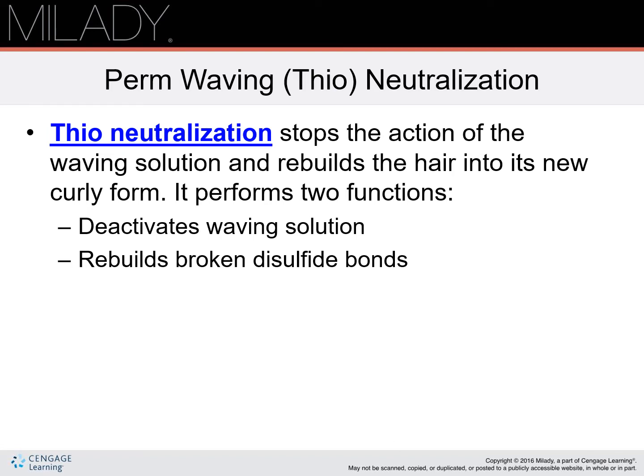Your neutralizer is going to deactivate the waving solution if there's any left in the hair. You'll see in the procedure that you're going to rinse before you neutralize. You're going to rebuild the disulfide bond into a new shape, and that's what it does. Neutralizers are oxidizers. The most common neutralizer is hydrogen peroxide. Concentrations of this will vary between 5 volume and 10 volume.